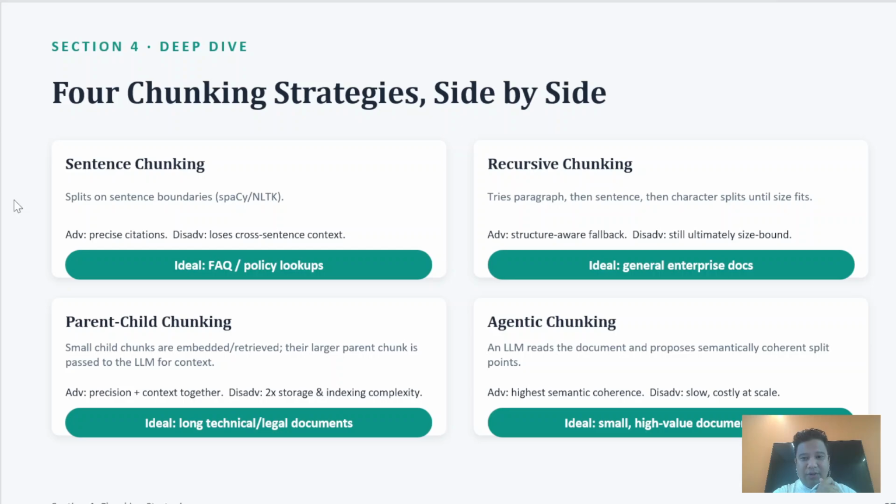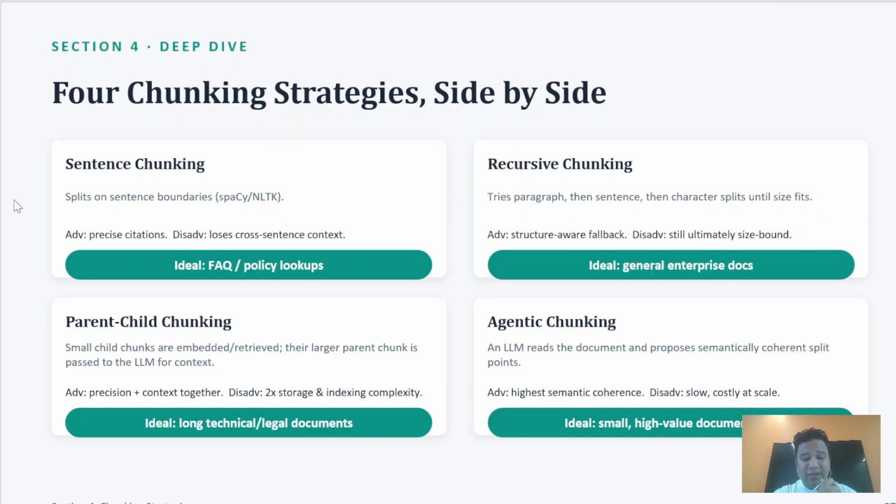Then there is recursive chunking, which tries paragraphs, then sentences, and then character splits until the size fits. That is advantageous especially for structure, with fallbacks. The disadvantage is that it still ultimately is size bound. It's ideal for general enterprise docs.